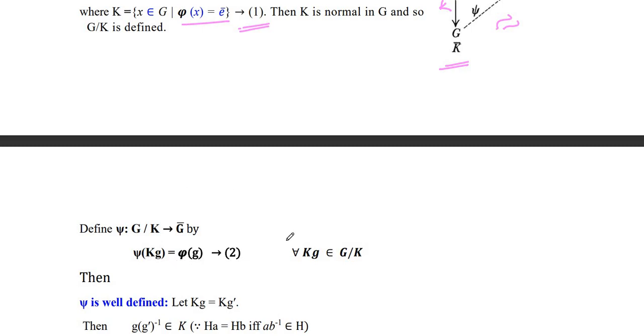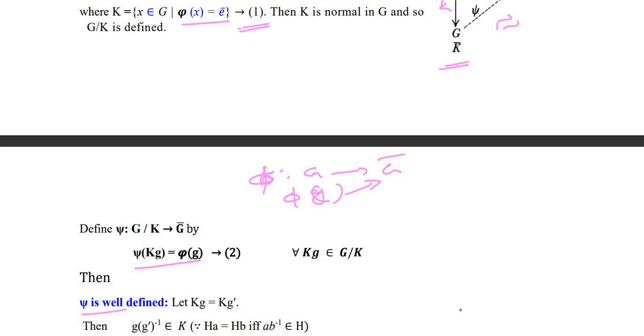Already phi is a mapping from G to G bar. So when we consider g in G, this phi of g will be in G bar. So we are justified in considering this rule psi from this to this in this way. Now, being well defined, we have to show that this is well defined. Only then can we call it a mapping.